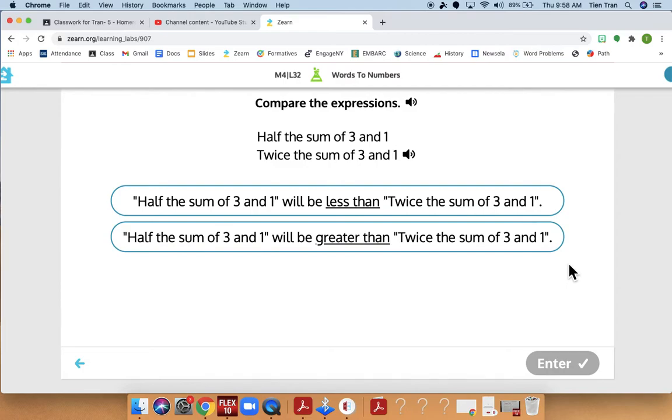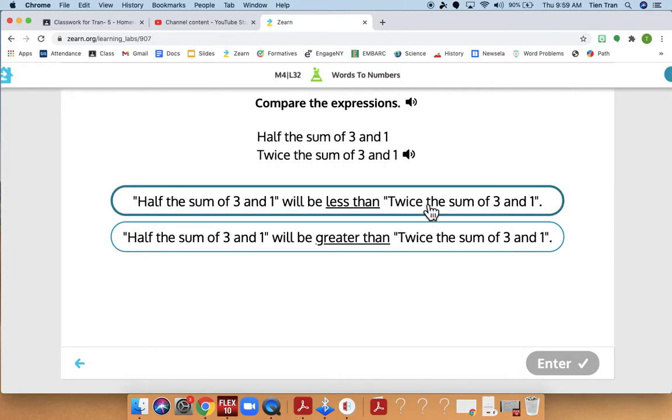And then we have half the sum of 3 and 1 will be greater than twice the sum of 3 and 1. So right here we have half the sum. So you're dividing, you have half of 3 and 1. So we have 4 right here. And over here you also have half the sum of 3 and 1. Over here you have twice the sum of 3 and 1. Now half and twice are two different numbers. This is the only difference, the word half and twice.